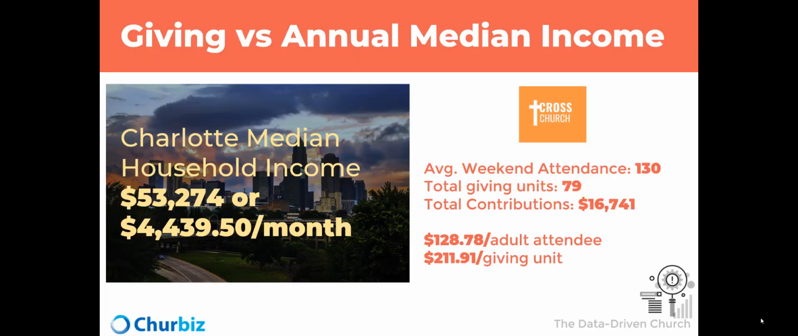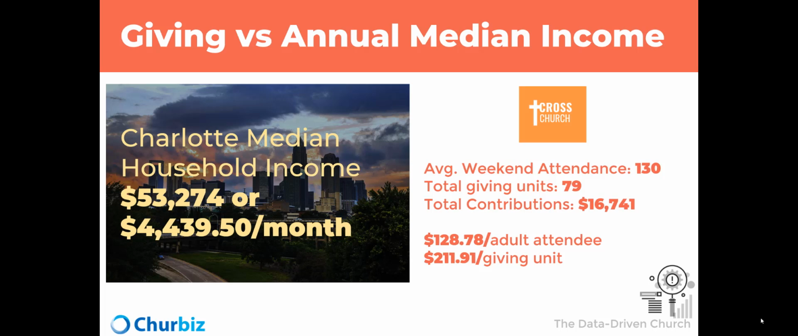First, you need to get the annual median household income for your particular area. In Charlotte, North Carolina, ours is $53,274, so I'll use this number for our example. If you break this income down by month, you get a median monthly household income of $4,439.50.